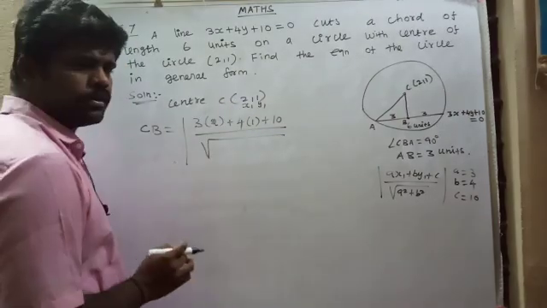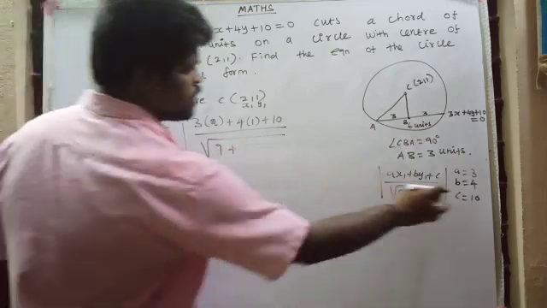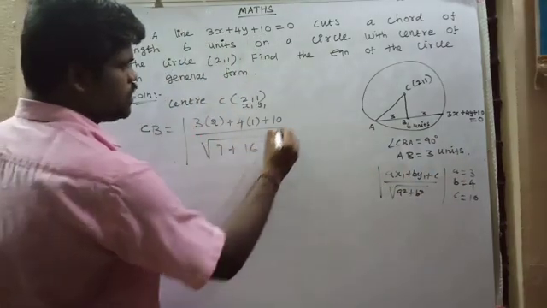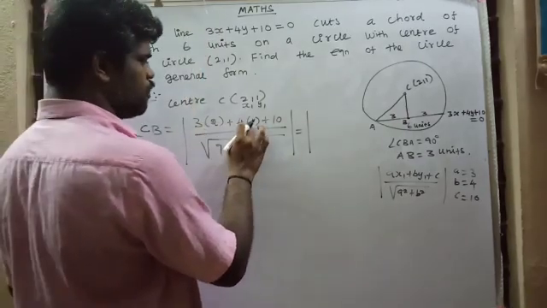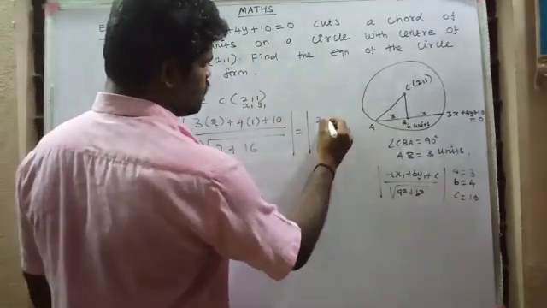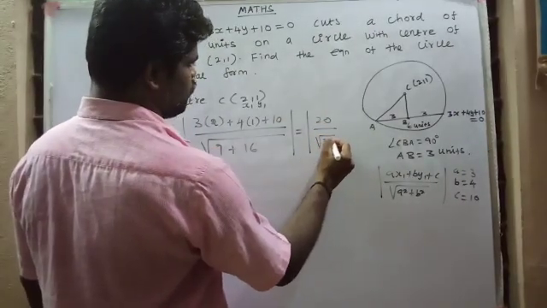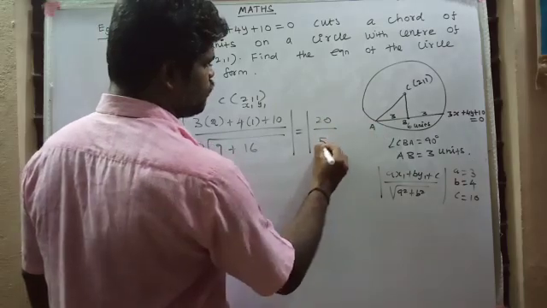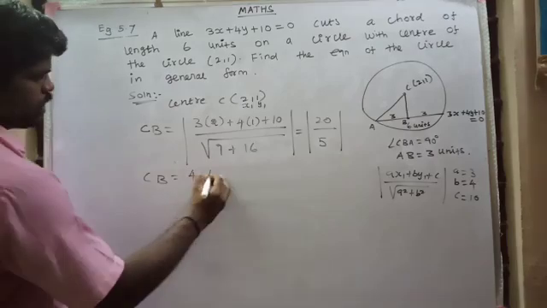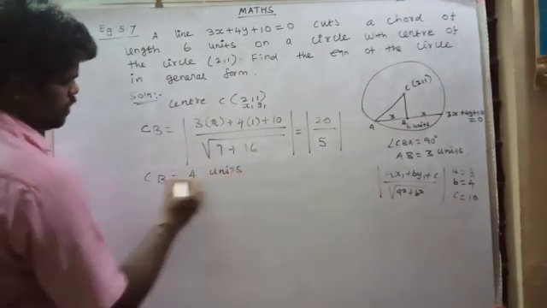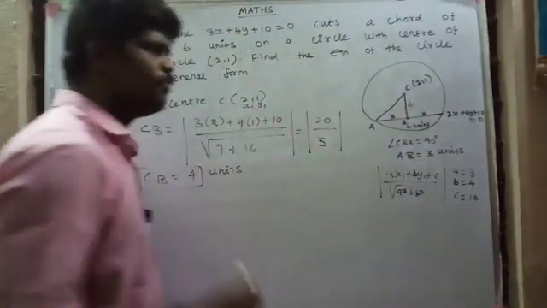divided by the root of a square plus b square. A square is 3 square, 9, plus b square is 4 square, 16. The numerator is 6 plus 4 plus 10, which is 20. 20 divided by the root of 25, actually the value is 5. Next, CB equals 4 units. The value of CB equals 4 units.